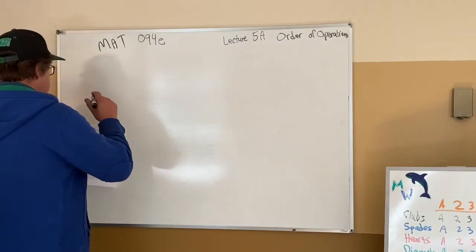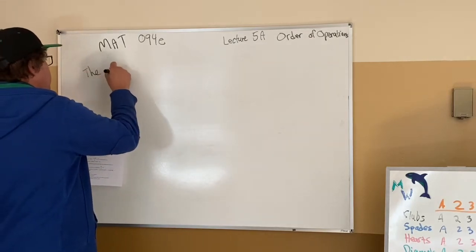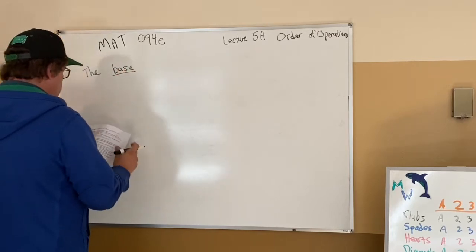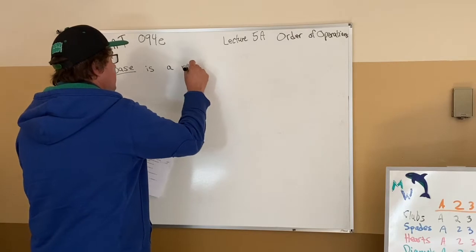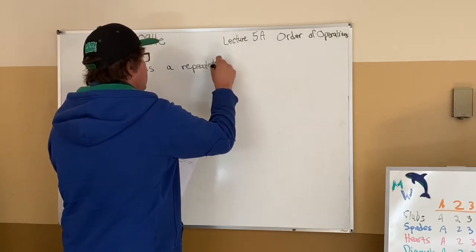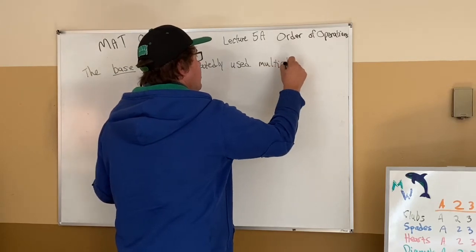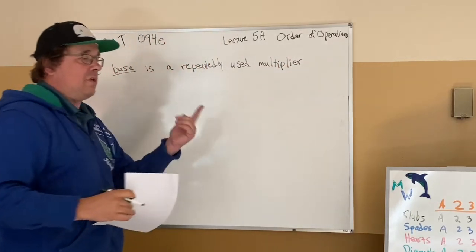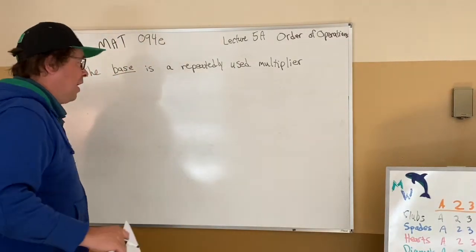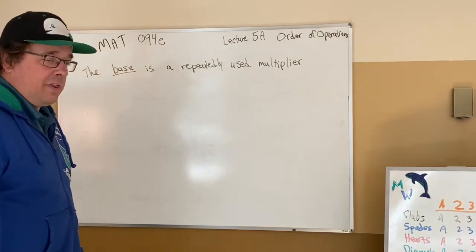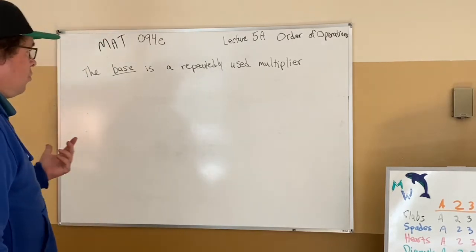But anyway, the base, spelled with B-A-S-E, is a repeatedly used multiplier. In the same term, it tends to be repeatedly used. It could be used only once. Strangely, it could even be used 0 times, which means not at all. Weird, but okay. But mostly the base is what we think of when we have a power or an exponent that is something other than 1.